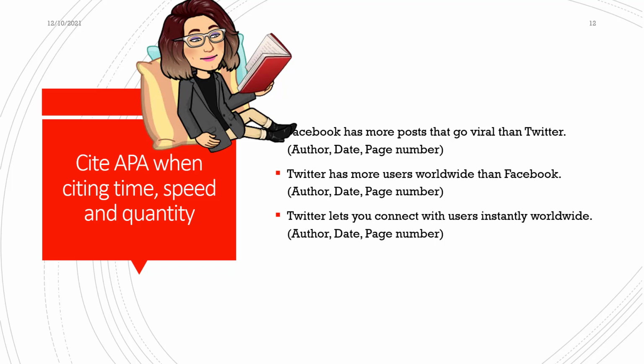Cite APA when citing time, speed, and quantity. Facebook has more posts that go viral than Twitter. Twitter has more users worldwide than Facebook. Twitter lets you connect with users instantly worldwide.